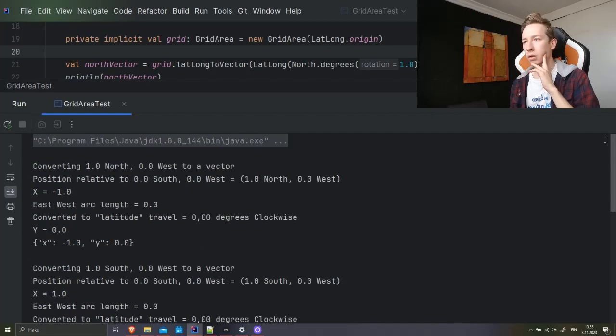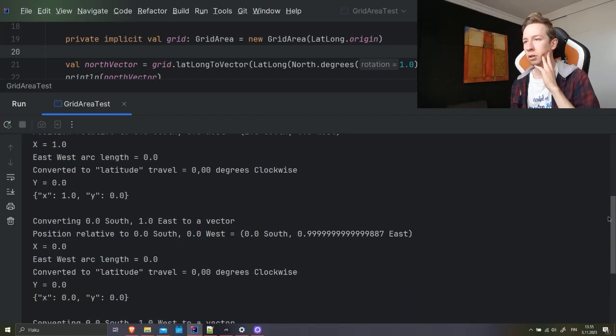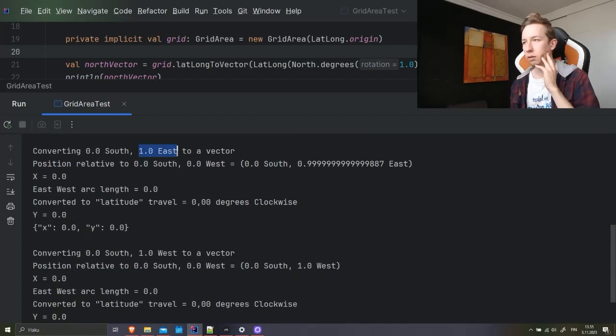So here's the north. Let me check. South 1.0, exactly what we wanted it to be. 1 degree east. And here we have our first, kind of, not so exact. So x is 0, okay. East-west arc length 0. That's not good. So here is our first problematic line. That of course transforms to 0. So east-west arc length is the next bug.